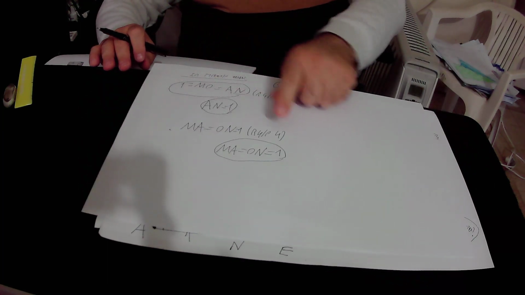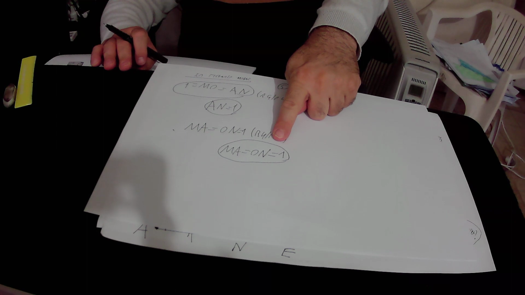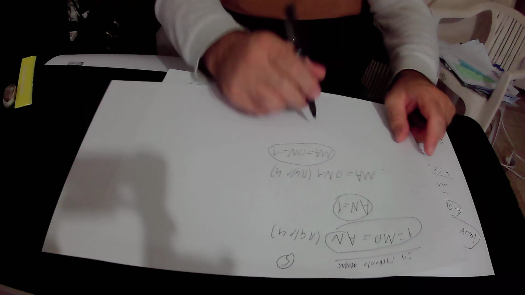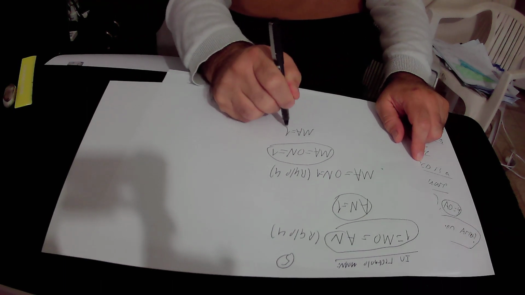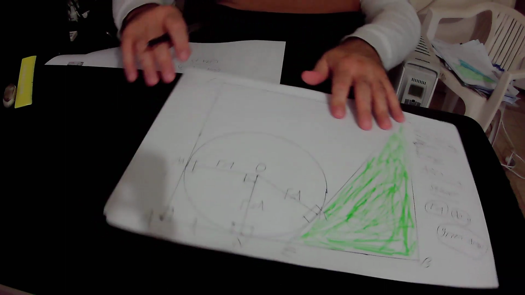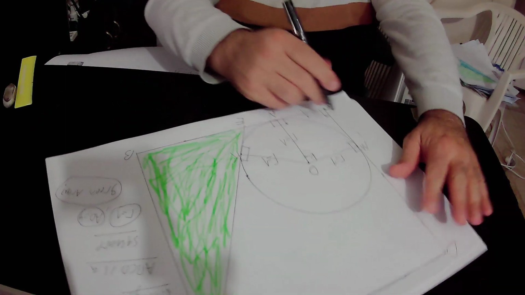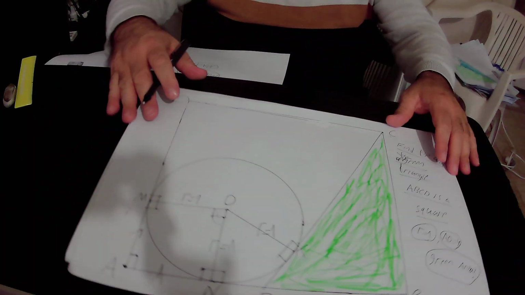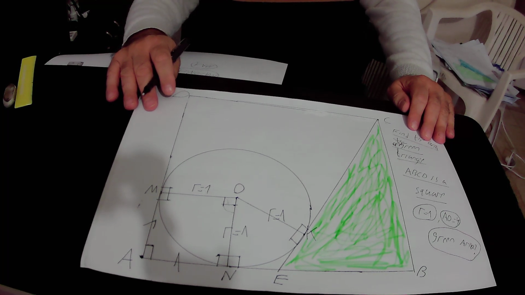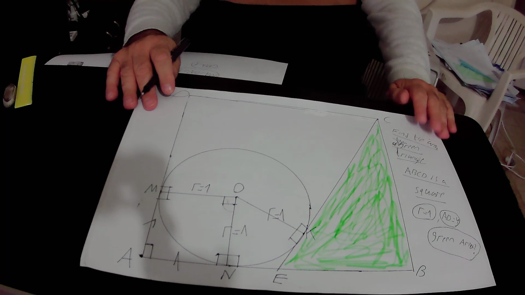So from this equality, we will conclude that MA also equals 1 unit. So we can write here that MA equals 1 unit. So actually, as you can see, all 4 sides of rectangle MOAN are equal to each other, and it also has 4 right angles.